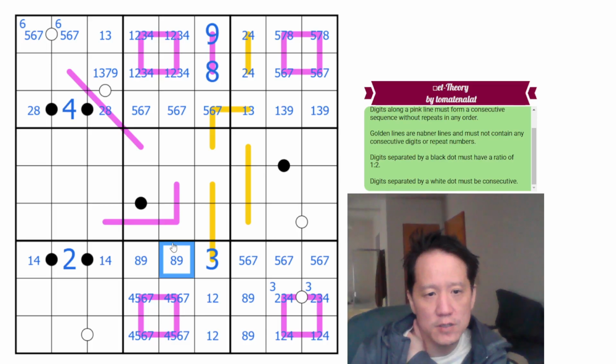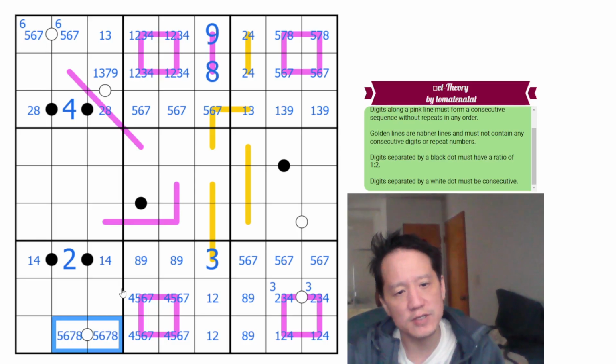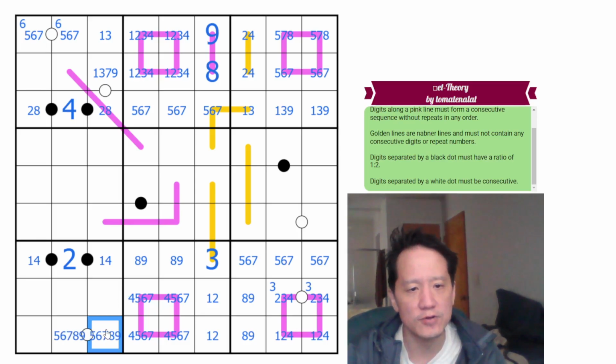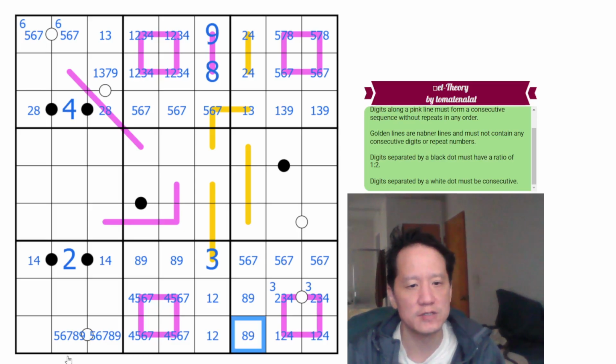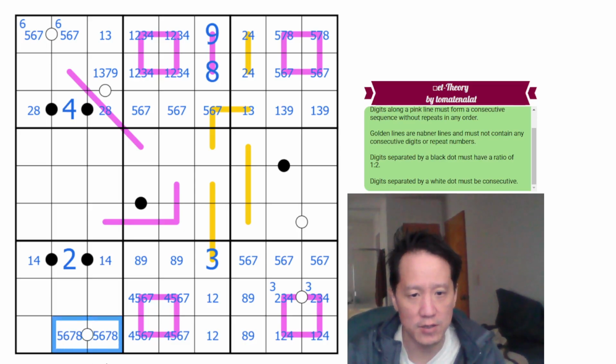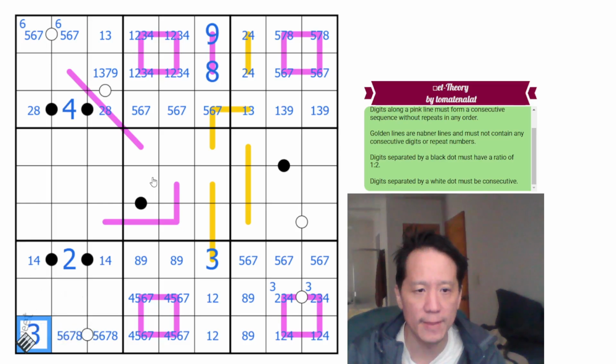Let's see. This has to be, again, 5, 6, 7, 8, or 9, and any of those work. But 8 and 9 specifically doesn't work because that would eliminate all possibilities for that cell. So this cannot be 9. We also know this can't be 3. So where is the 3 in row 9? It has to be here. So this is a 3. That's 3 in the corner.